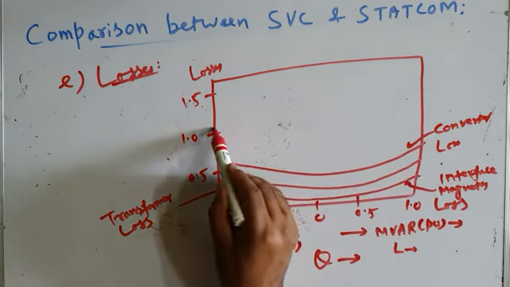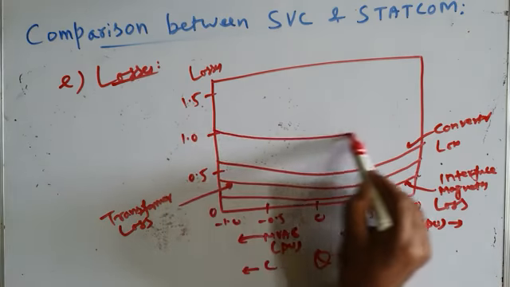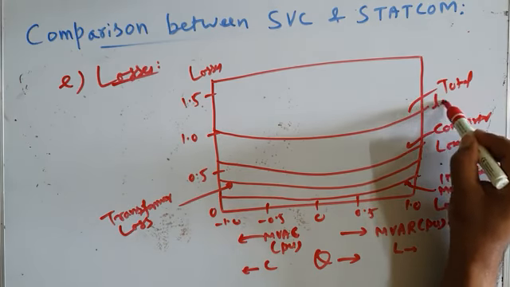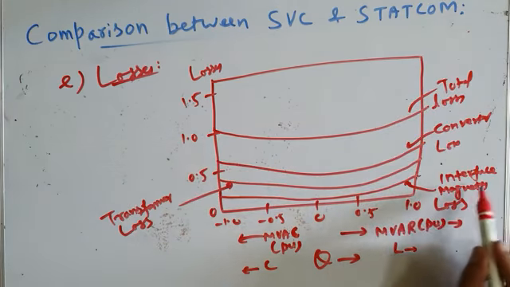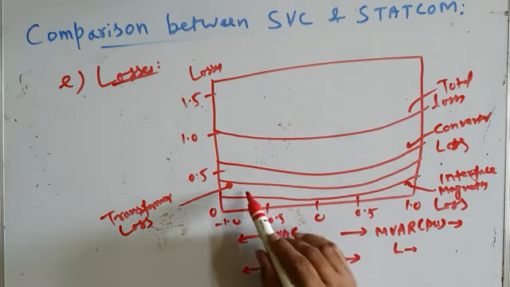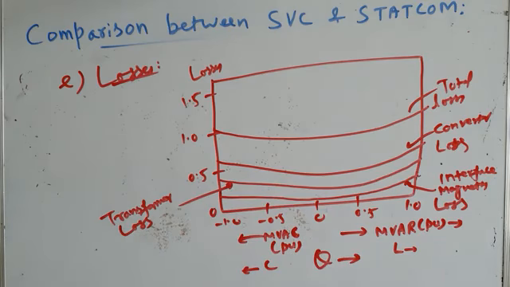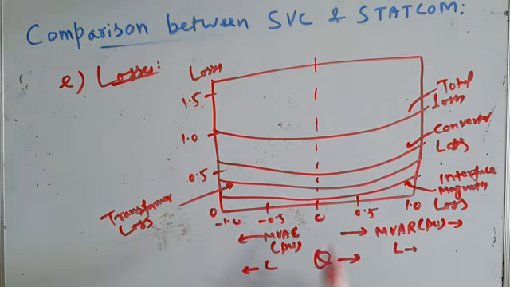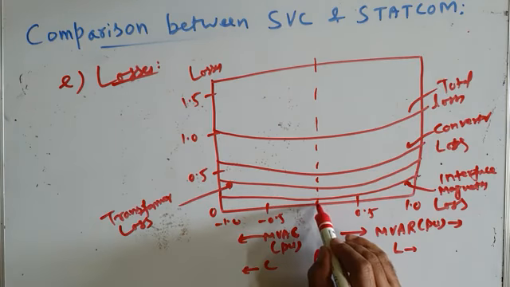And total losses are the sum of all these losses. This is total losses, which is equal to magnetics loss plus converter loss plus transformer loss. These are the total losses. Just like whether your shunt compensator is a STATCOM or SVC, at zero reactive power compensation, the losses are minimum.